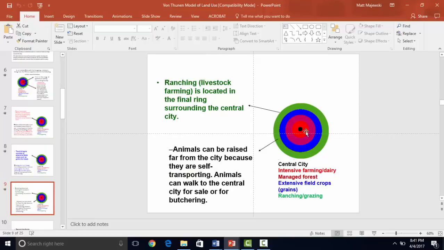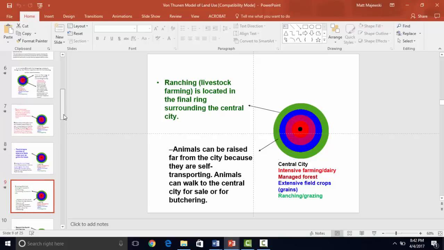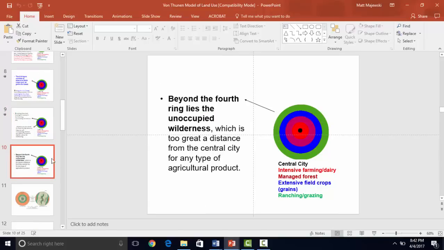The last ring is going to be ranching or livestock. That's going to be the furthest from the city market. Those animals have the cheapest method of transportation. They transport themselves. So the farmer can afford to locate those far enough away because he won't have to pay transportation costs, because the animals will move themselves. Beyond that last ring, he said, was a zone of wilderness where nothing was grown because it was just too far away from the city market to make it profitable for any crop to grow.